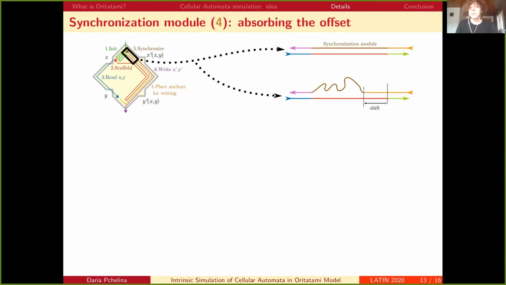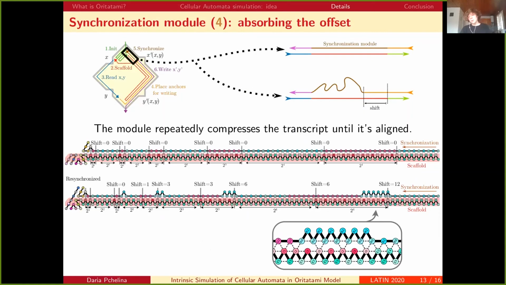Now let's discuss the synchronization module. So its aim is, if there is no shift, to go straight, but if there was a shift created, it should fold upon itself to absorb it. A bit more detail. On the top, you see the scaffold part already folded. It's highlighted by red. It consists of blue and pink segments. So the synchronization module, going from right to left, consists of the same blue and pink segments.